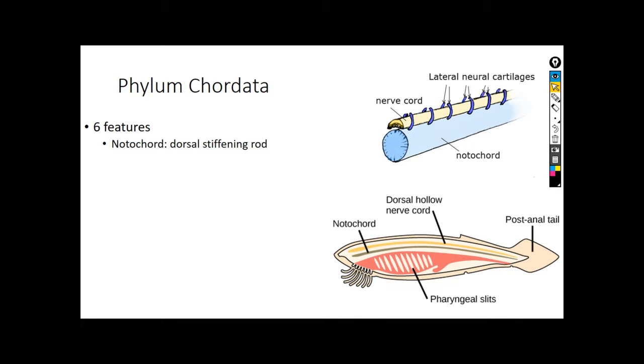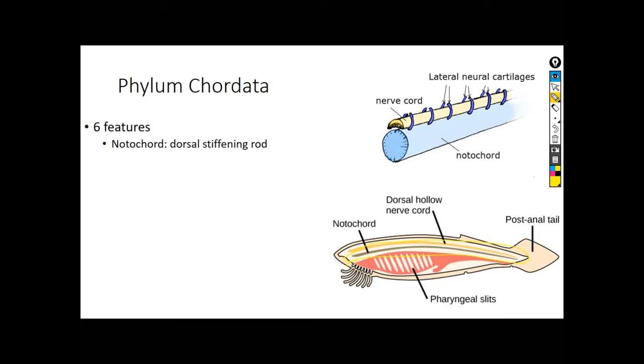If we think about the notochord, which at its peak here is the dorsal stiffening rod, dorsal just meaning back, I think like dorsal fin. So this is just something that's running along the back side of the organism. So here's our notochord, kind of in this baby poop brown color. This is running along the back of the organism.